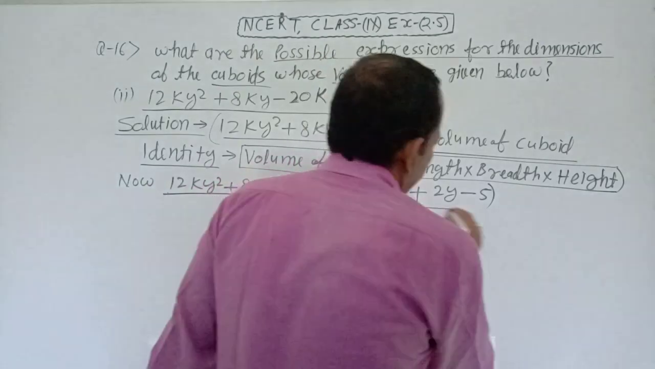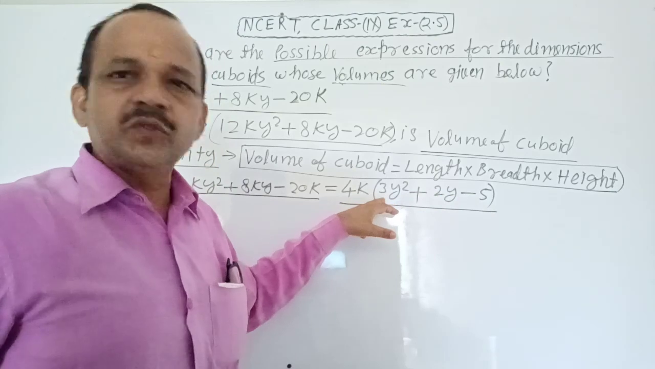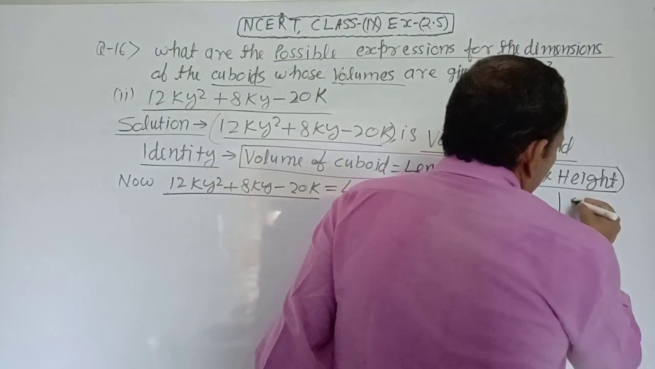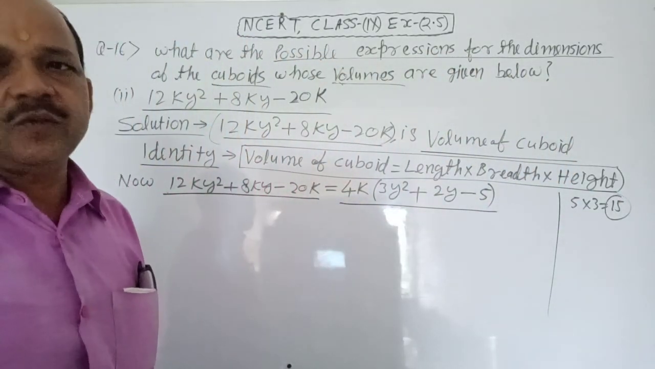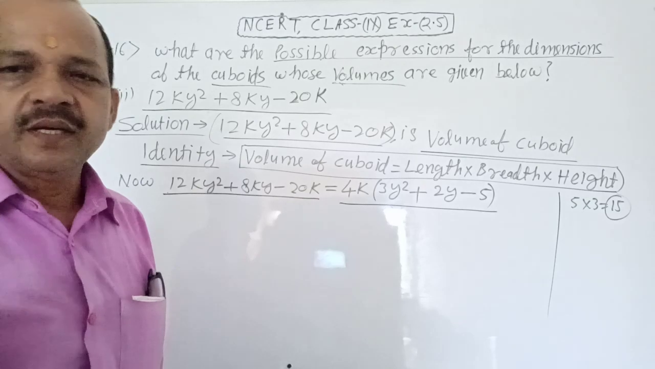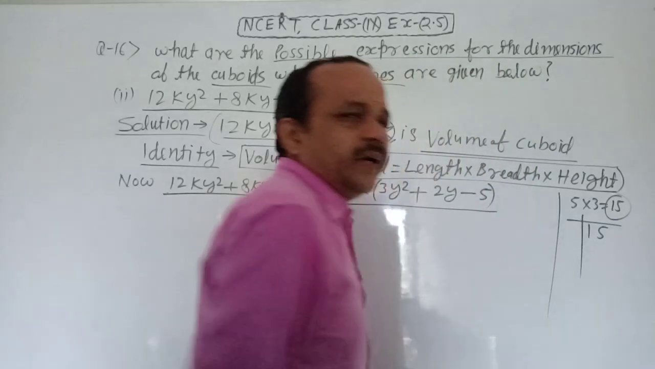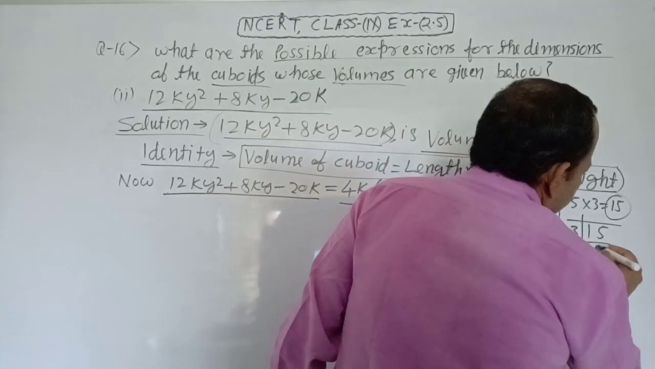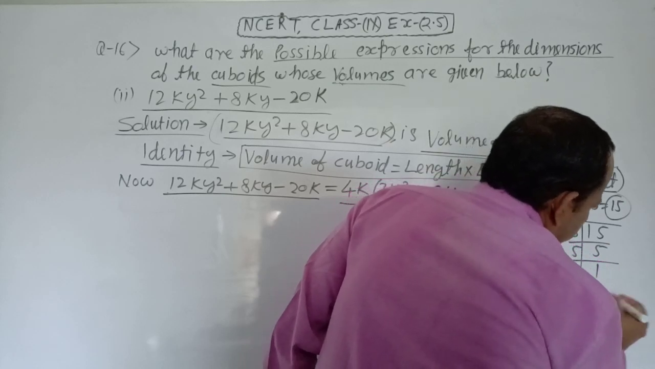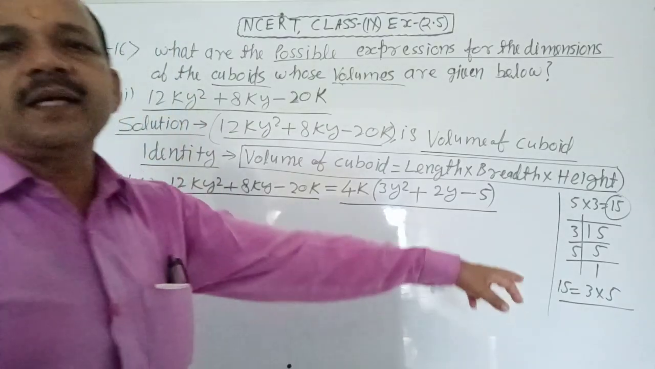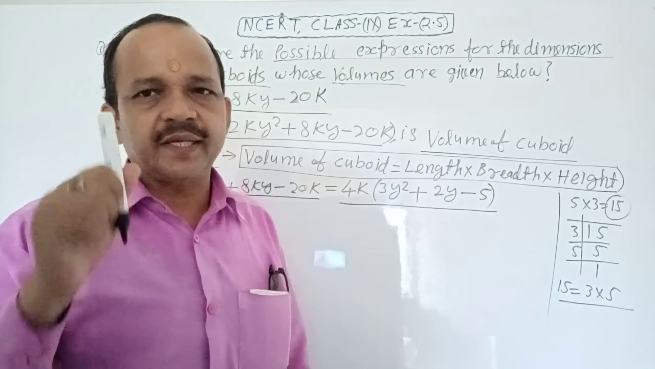Very good. Here 5 and here 3. So you multiply 5 and 3. Here 5 multiplied by 3 equals 15. Now you factorize 15. 15 divided by 3 gives 5. 5 divided by 5 gives 1. It means 15 equals 3 multiplied by 5. These are the factors of 15. Factors of 15 are clear. No confusion about it. Very good.